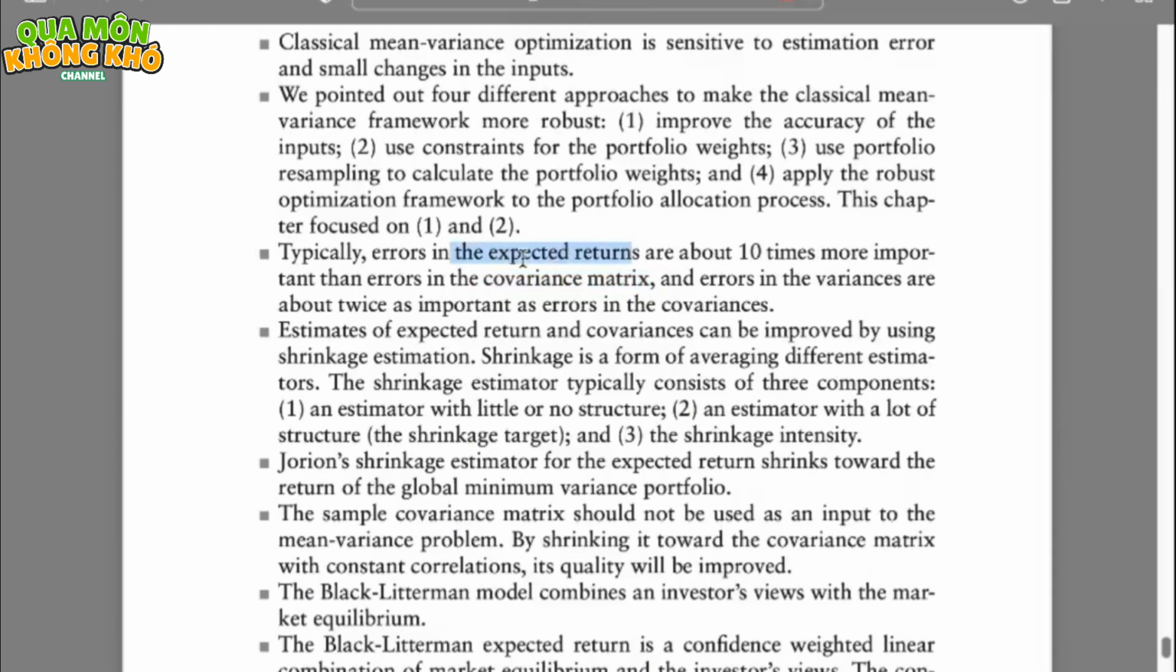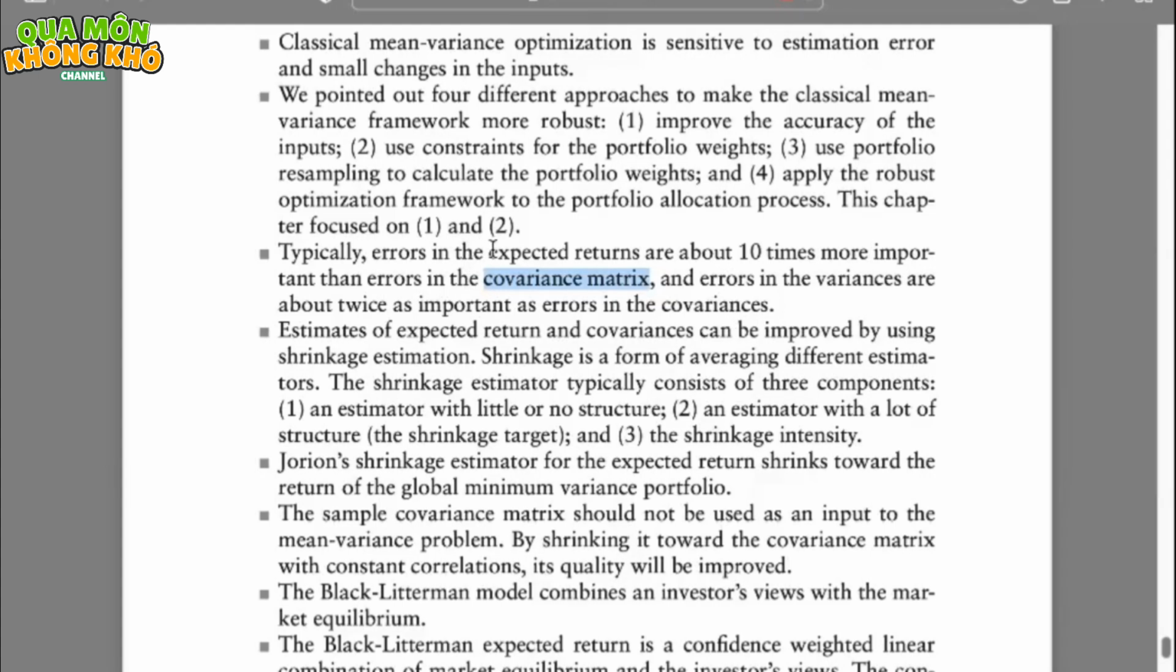And if you have some mistake, some error in the expected return matrix, it makes 10 times the error when you build your optimization model. So also remember, we can improve the expected return compared to the covariance matrix in the optimization procedure. Okay.